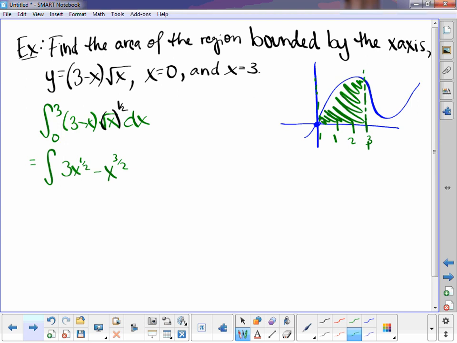Now make sure you still carry along all of your proper notation. If you just wrote that and didn't say anything more, you would lose points because your notation is horrendous right there. So we've got a couple of things causing issues. We lost our bounds, and we lost our dx. So make sure you carry those along the whole time until you actually evaluate them.